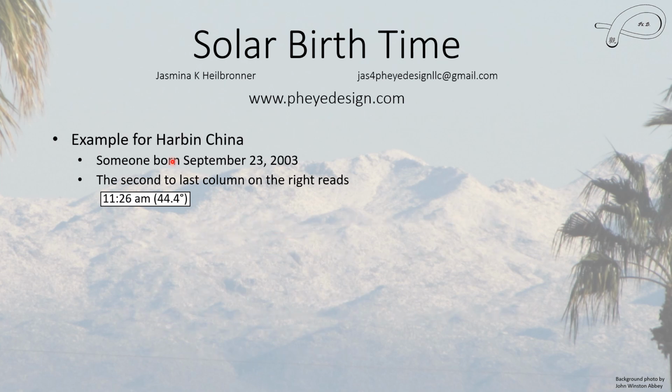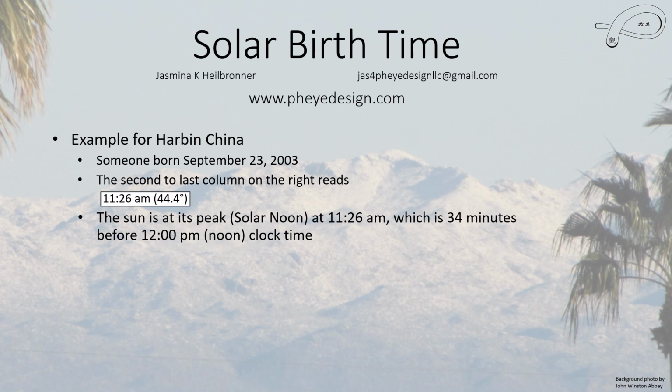Now here's another example. This is for Harbin, China. Someone born on September 23rd of 2003. If you go to that second to the last column, the solar noon reads 11:26 a.m. And this is the angle that the sun will be at, which is of course a lot lower in the sky, and that makes sense because it's much farther north. So this means that the sun is at its peak 34 minutes before the clock time of noon, on the clock that is.